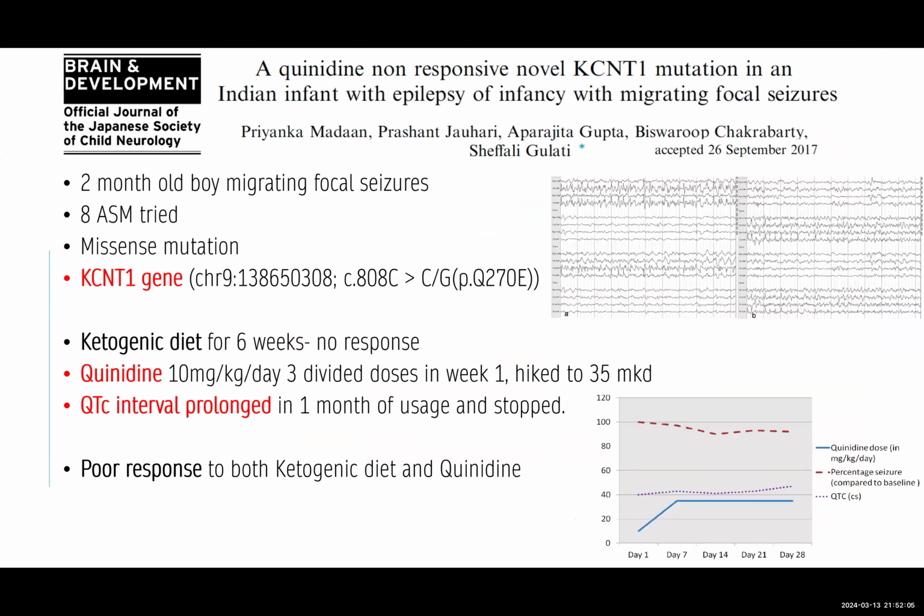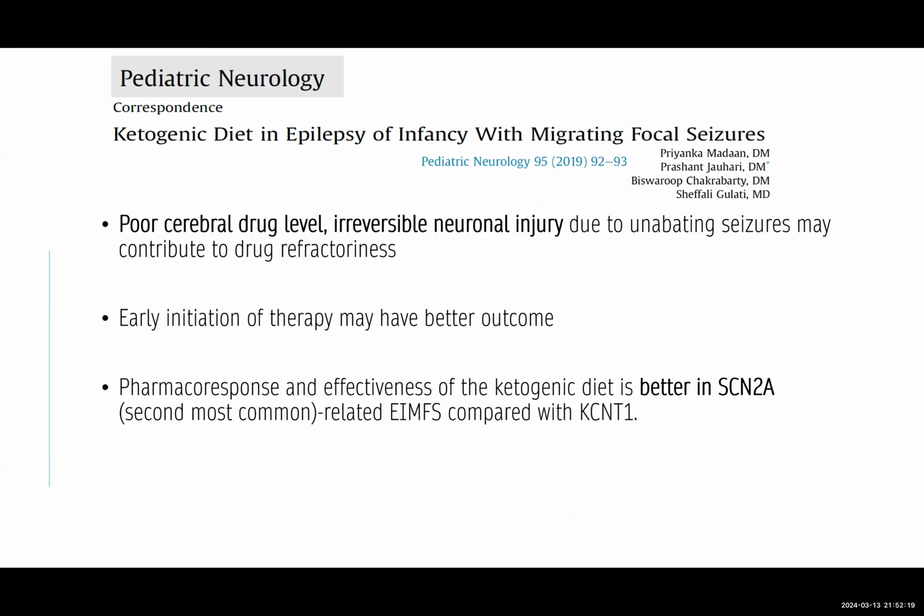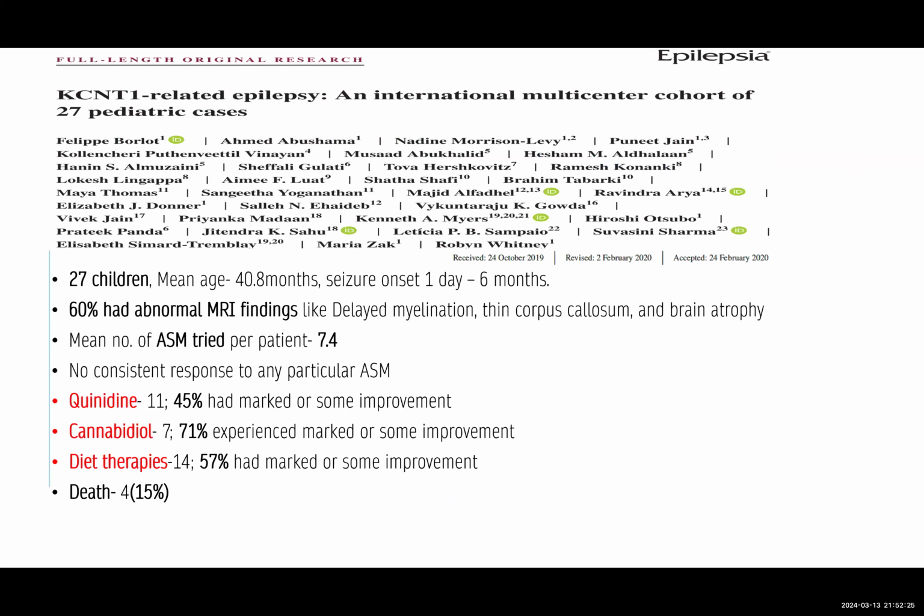Okay, sir. So in this case report, we can see that there was another baby with KCNT1 gene mutation, which was tried on ketogenic diet and quinidine, on which there was no significant improvement. Some case reports show that SCN2A related EIMFS respond better to ketogenic diet as compared to KCNT1 gene mutations. And this was another international multicenter cohort of various cases with KCNT1 mutations, which showed a variable response with quinidine, cannabidiol, and diet therapies. So with this case, we would like to highlight the importance of precision medicine in neonatal seizures. Thank you.